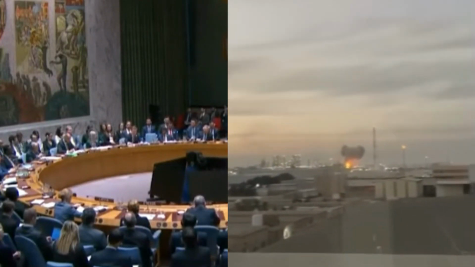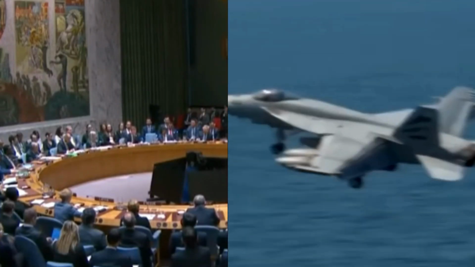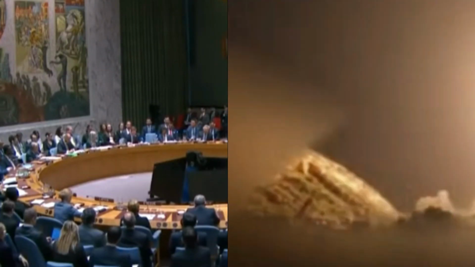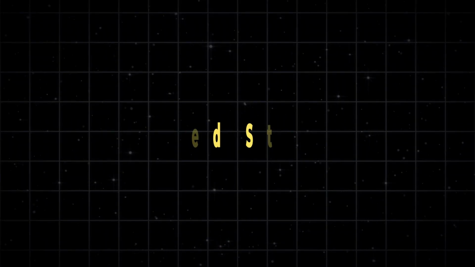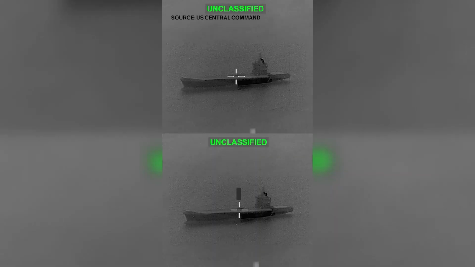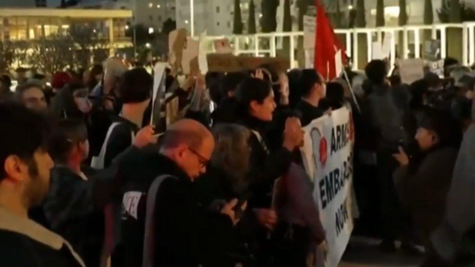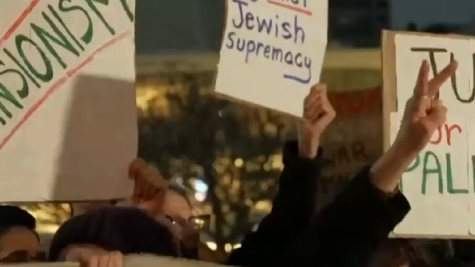4. Global reactions. The conflict quickly became a global political crisis. Different countries responded in very different ways. United States. The United States fully backed Israel and expanded its military involvement. American forces conducted strikes on Iranian military infrastructure and nuclear facilities. However, public opinion inside the United States appeared divided, with many Americans worried about another long war in the Middle East.